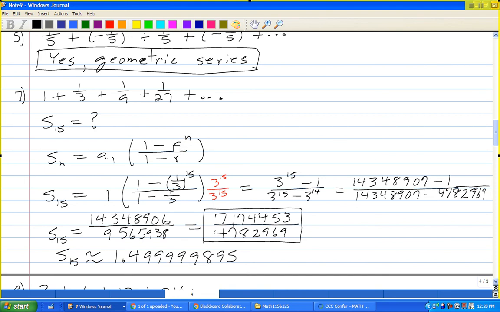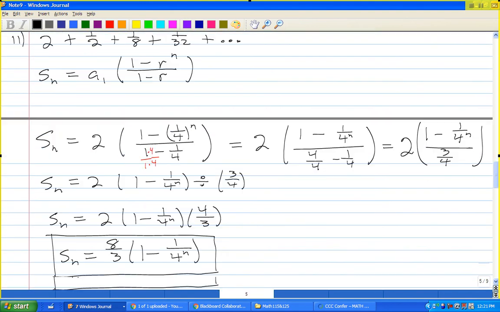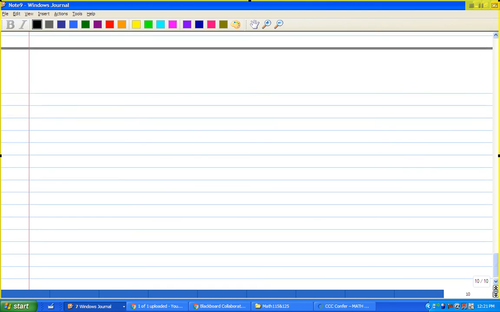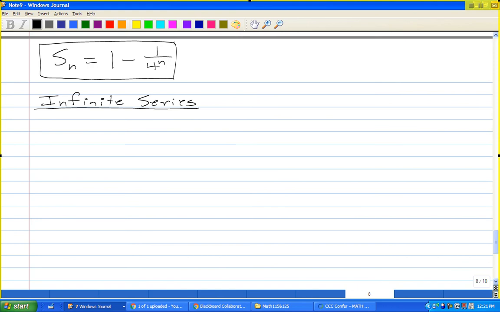So if r here is less than 1 in absolute value, then this term goes off to 0 as n goes to infinity. And so if you want to add all the terms, an infinite number of terms, say the sum from n equals 1 to infinity of a1 r to the n minus 1, it's going to equal a1 over 1 minus r, just like what we've seen above.